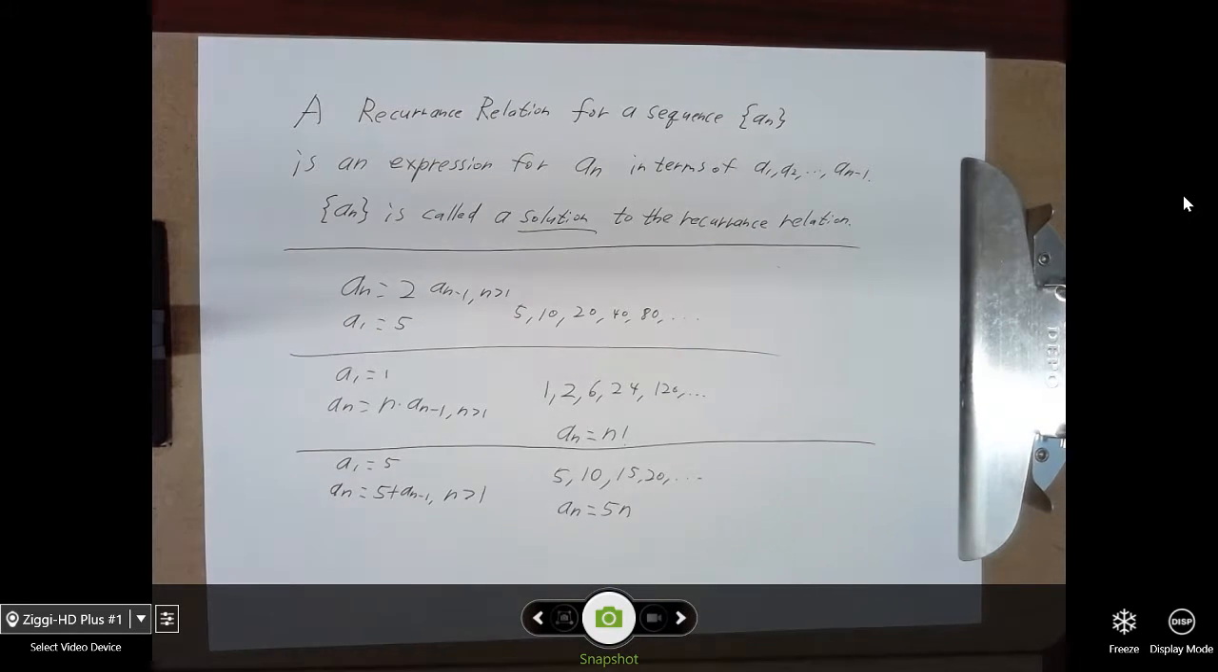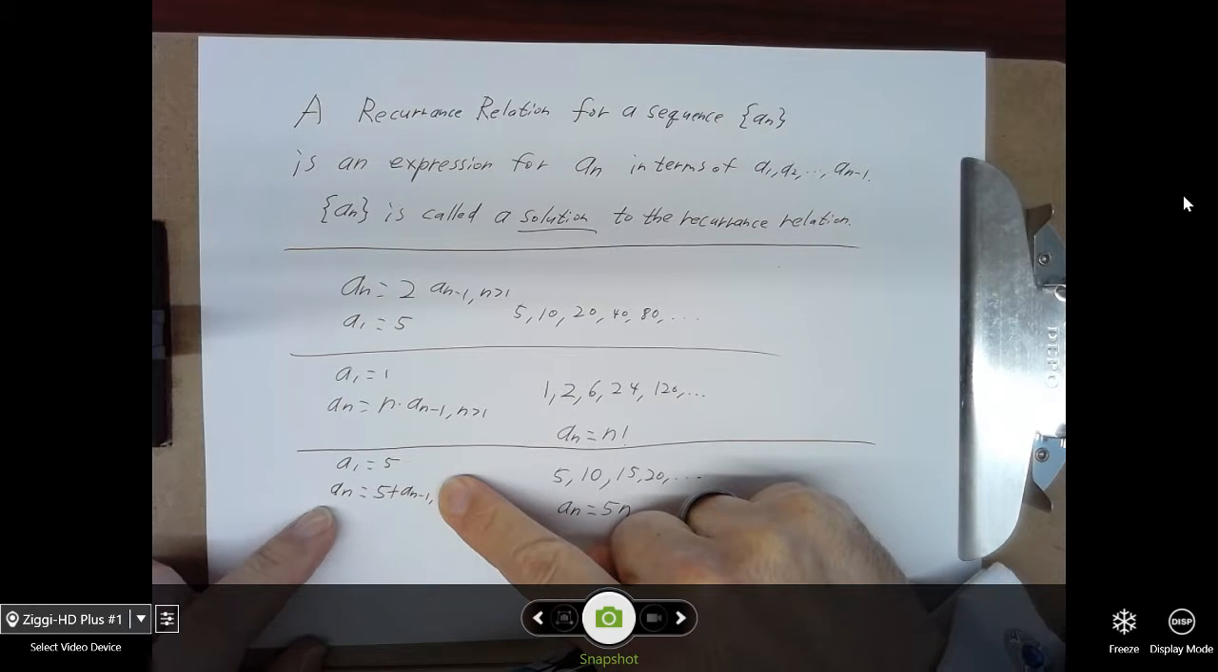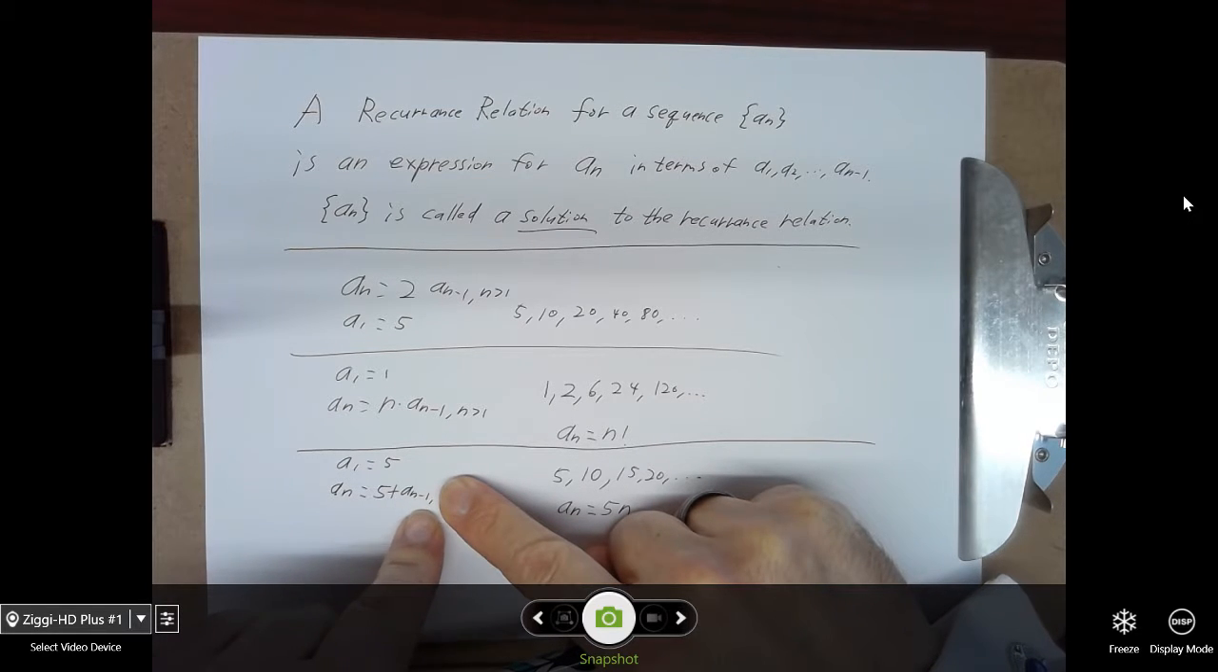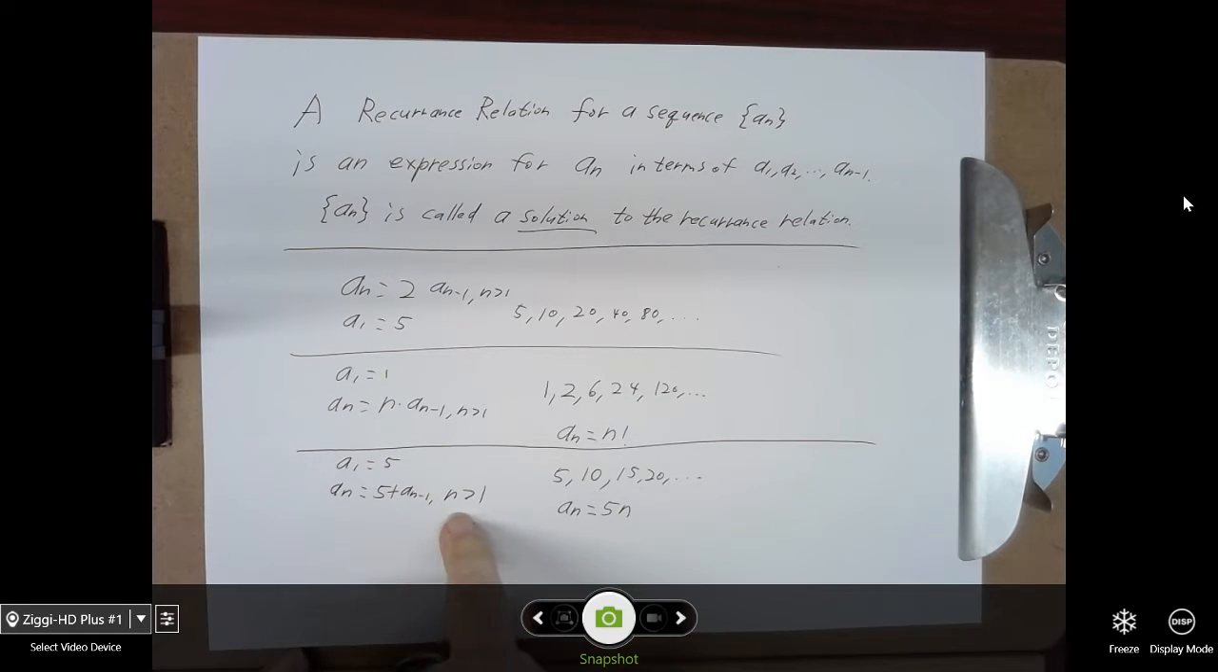Is that n greater than 1 necessary? Because you can't really go below your starting value. If you don't have the n bigger than 1, technically I'm saying something that's not always well defined, because this also says a1 equals 5 plus a0, and we haven't defined what a0 is, except that a0 would be 5 plus a minus 1. So yeah, we want that n bigger than 1 there.